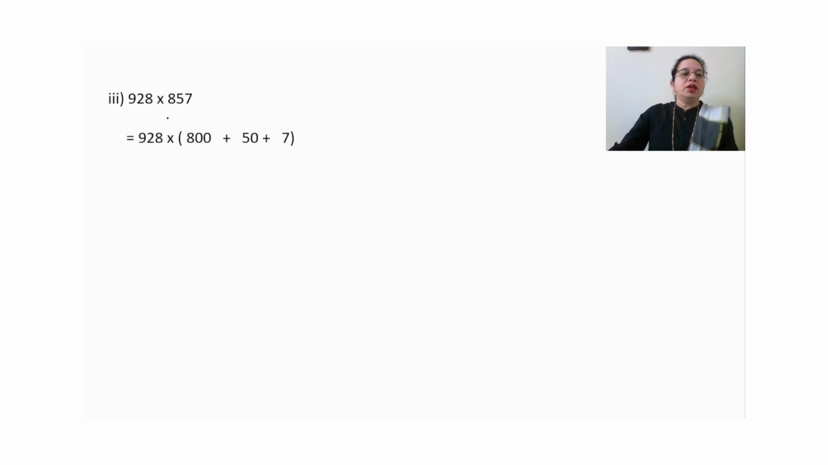Now the third sum here, 857, we can write down as a 800 plus 50 plus 7. So here also we will use the same concept. We will multiply 928 into 800, leave some place, plus sign, then again 928 multiply by, this time we will multiply by 50. So multiply by 50, again leave some place, which sign is there, plus, and now last time we will multiply the same number by 7. So 928 multiplied by 7.